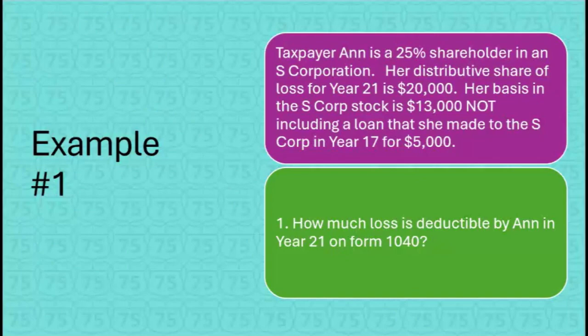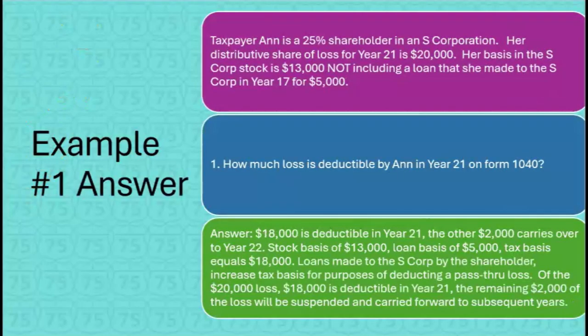Taxpayer Ann is a 25% shareholder in an S Corp. Her distributive share of loss for year 21 is $20,000. Her basis in the S Corp stock is $13,000, not including a loan that she made to the S Corp in year 17 for $5,000. And they want to know how much loss is deductible by Ann in year 21 on Form 1040. And the answer is $18,000 is deductible in year 21 by Ann. The other $2,000 carries over to year 22.